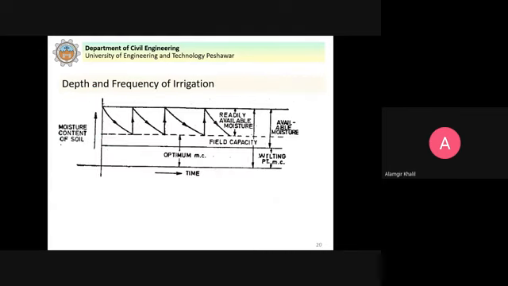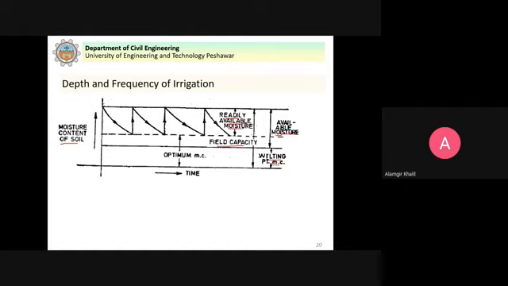Now you can see here that we have the soil moisture content. We have this field capacity, and we have this limit here. So this is the wilting point moisture content. Now the difference between the two, that is the available moisture content. Now in this available moisture content, we have already defined the readily available moisture content.